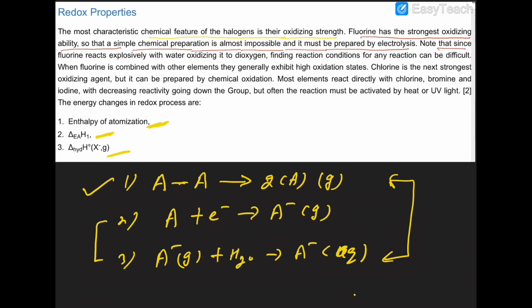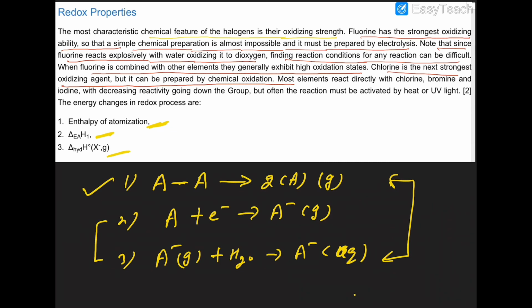Note that fluorine reacts explosively with water, oxidizing the oxygen in it. So it means that if you put fluorine in water, it will take electrons out of the oxide anion, that is, the oxygen of the water. Finding reaction conditions for each reaction can be difficult. When fluorine combines with other elements, they generally exhibit a higher oxidation state. Chlorine is the next strongest oxidizing agent, but it can also be prepared by chemical oxidation.